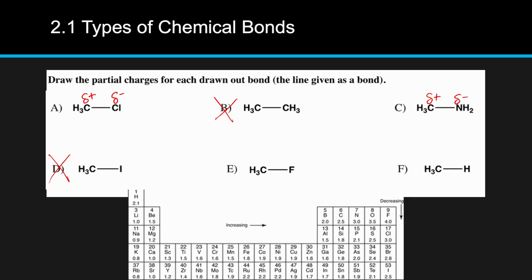Then E, we have carbon and fluorine. Carbon is 2.5, fluorine is 4. We know fluorine is the most electronegative, so if you ever see that, just assume it has the partial negative. So carbon would have the partial positive. And then finally for F, I told you in the other slide to write down that if you ever have carbon and hydrogen, just always assume it's going to be a nonpolar bond. So these are not going to have a partial positive or partial negative charge.